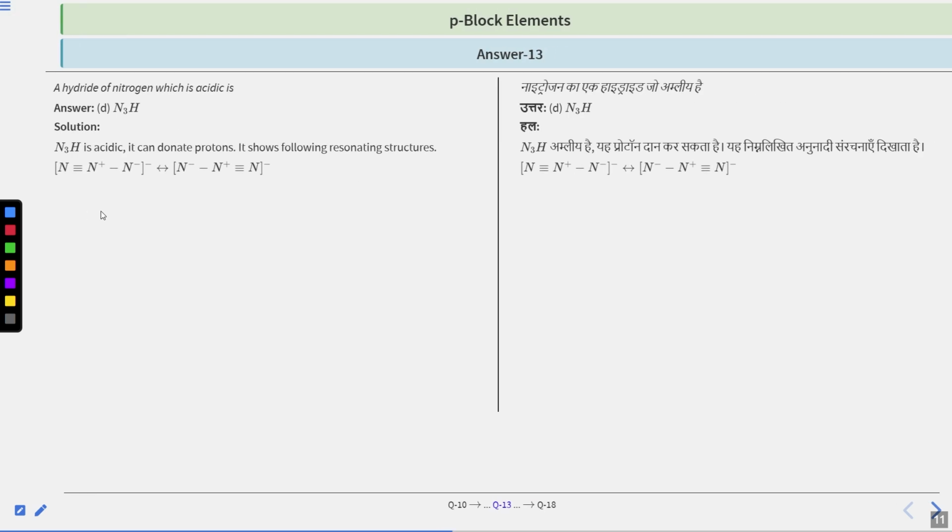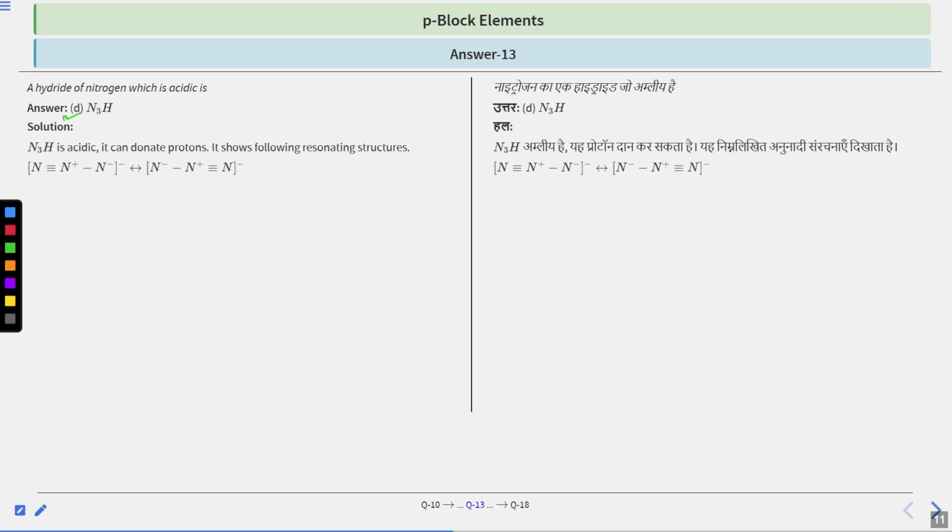Okay, let's see. The correct answer is option D, that is N3H. So from all the options, N3H is acidic because it can donate protons, and it shows the following resonating structures. You can see these two structures of N3H, with a triple bond between two N and a single bond between two N. Similarly, triple bond between two N, single bond between two N. And the place of charge is changing accordingly in these two resonating structures.